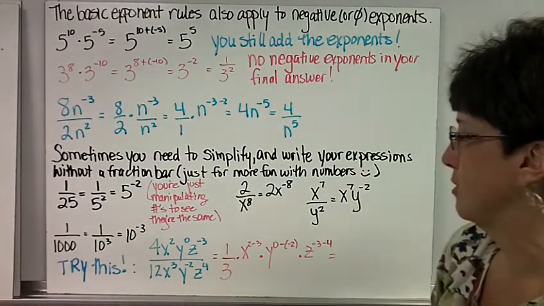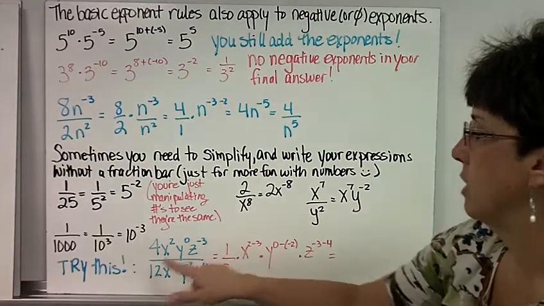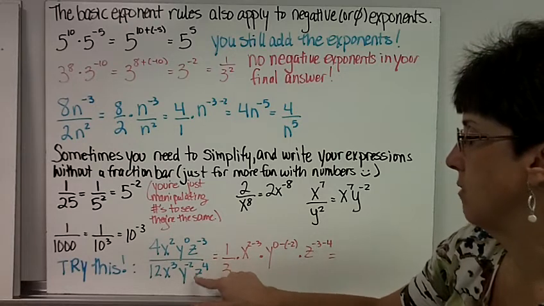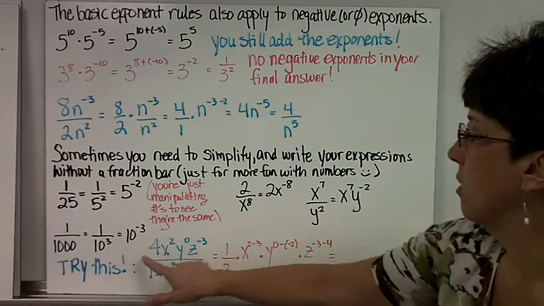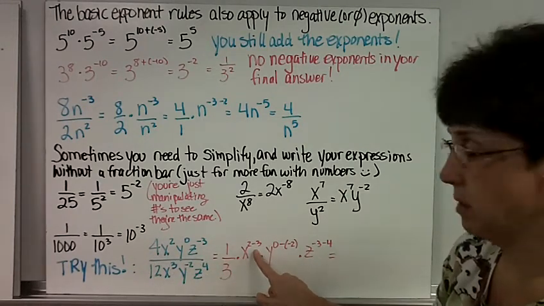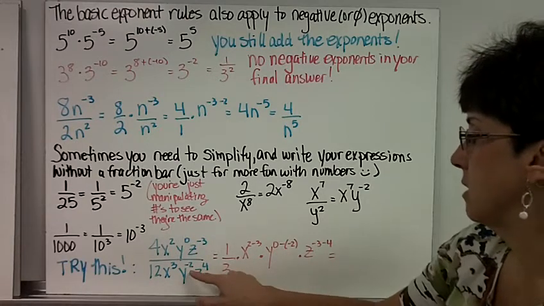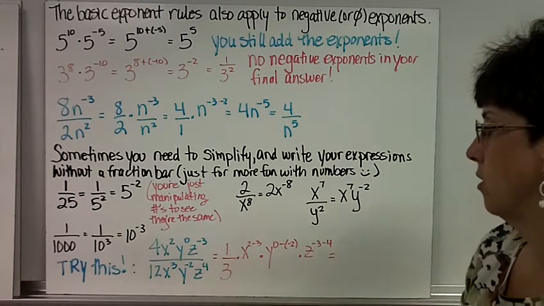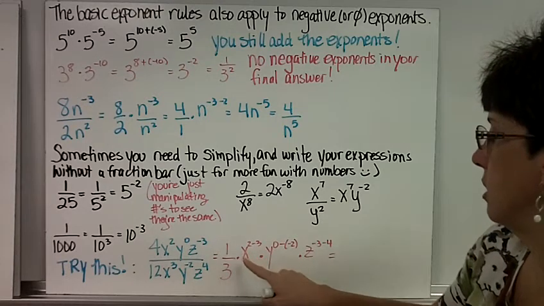So let's try this one. This is a fun one. 4x squared y to the 0 z to the negative 3 over 12x cubed y to the negative 2 z to the 4. So I'm going to take it apart, and 4 over 12 becomes 1/3. The x's I need to subtract, so 2 minus 3. The y's I'm going to subtract, 0 minus negative 2. And the z's I'm going to subtract, negative 3 minus 4. So when I simplify everything, my 1/3, I don't need to do anything.